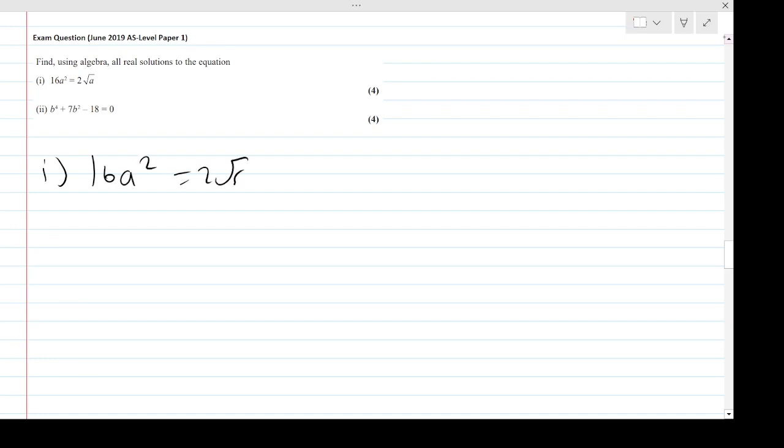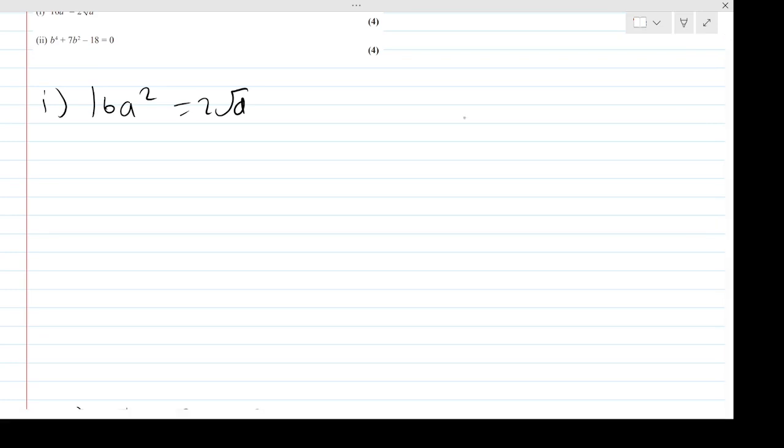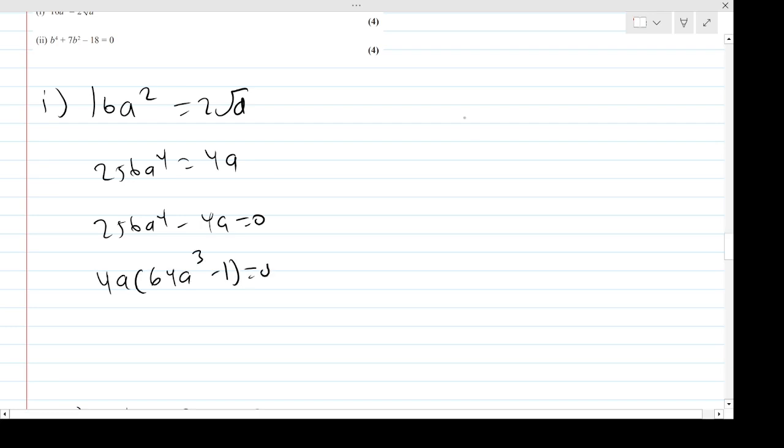So with that in mind, we first need to find here the solution to 16a squared is 2 root a. Well, again, we can square both sides if we want to. So squaring 16a squared is 256a to the 4. Then if we square 2 root a, that'd be 4a. Then we can move the 4a to the other side to equal 0. So then we can factor a 4a out to get 4a(64a cubed minus 1) equals 0. So that means either a is 0 or a cubed is 1 over 64. So a, if we cube root, we get a quarter.